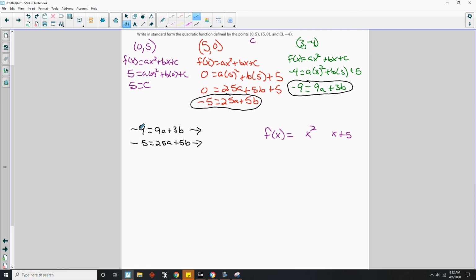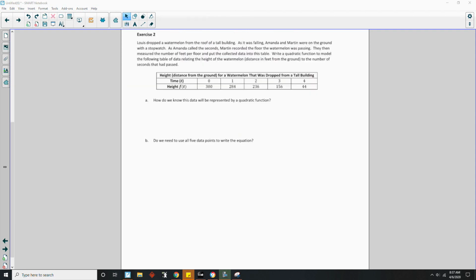So if I multiply this first one by 5, that will give me negative 45 equals, multiply here, 45a plus, multiply 5 here, 15b. Okay, let me move this equation.